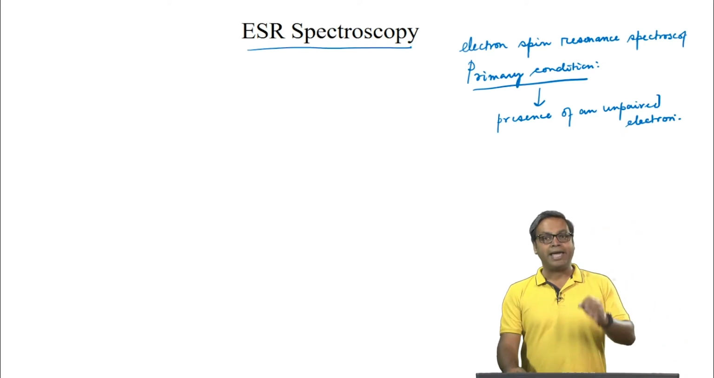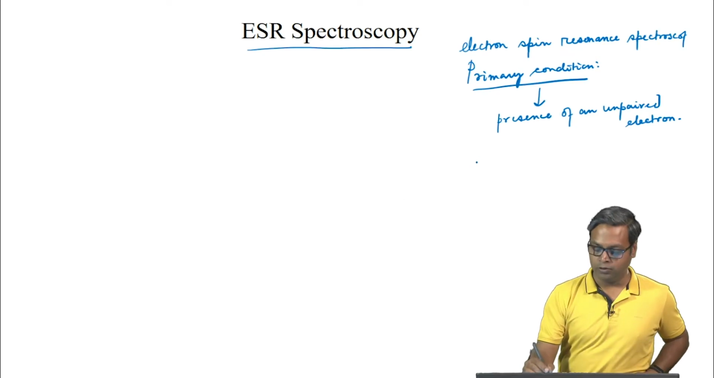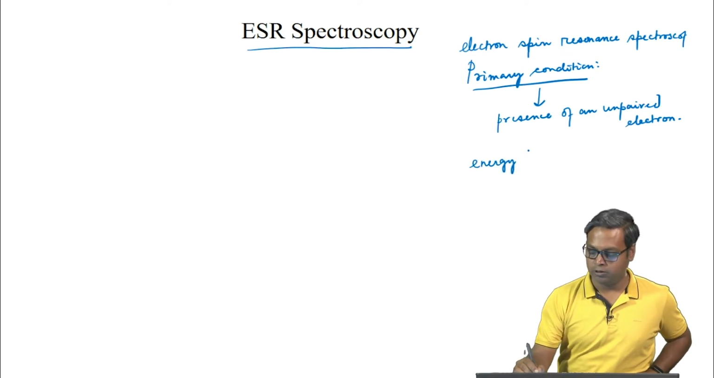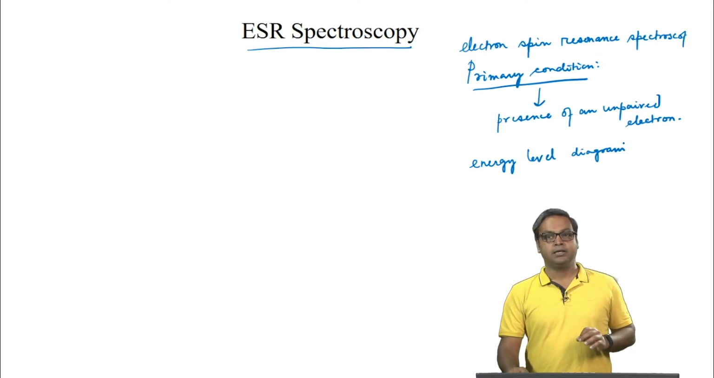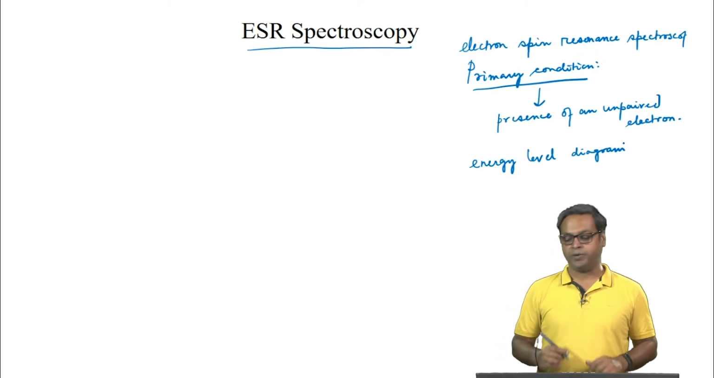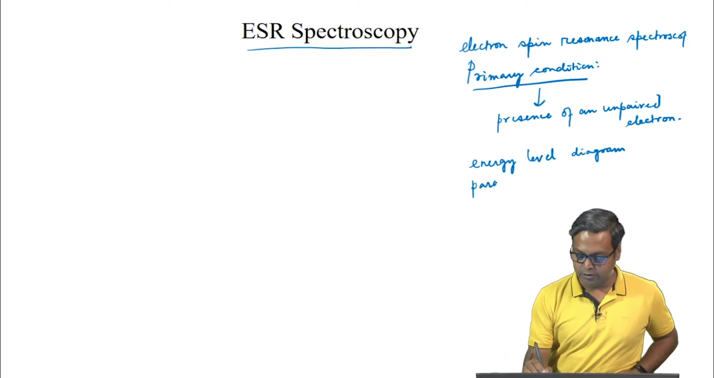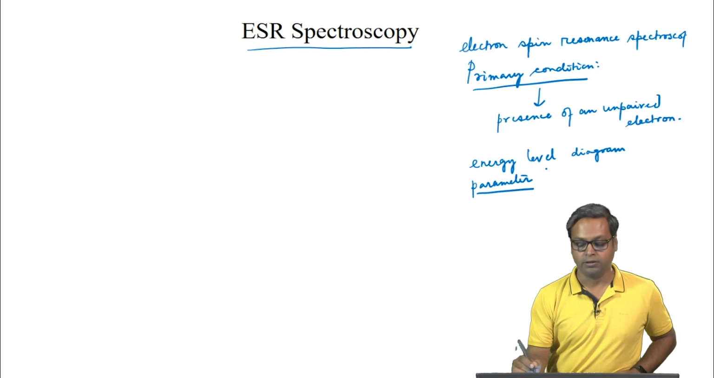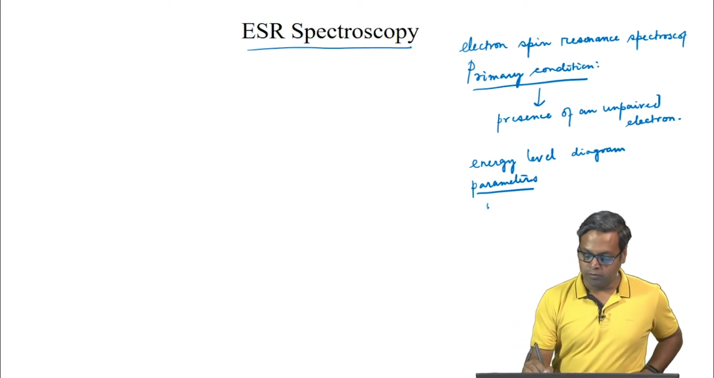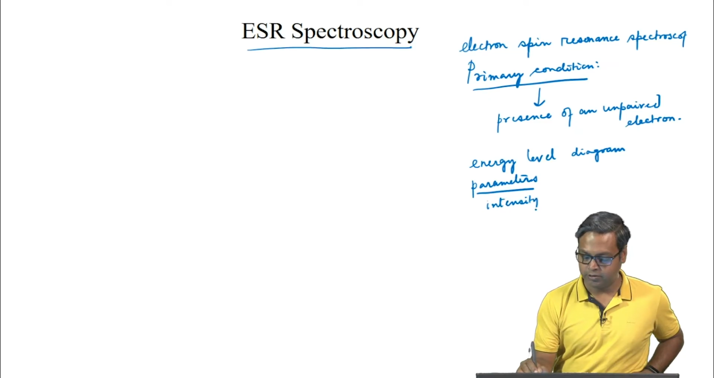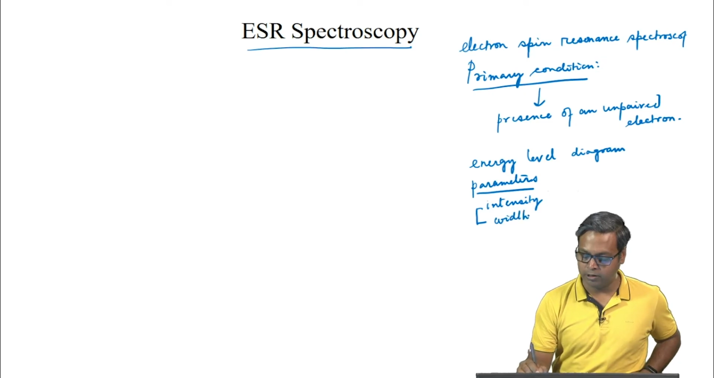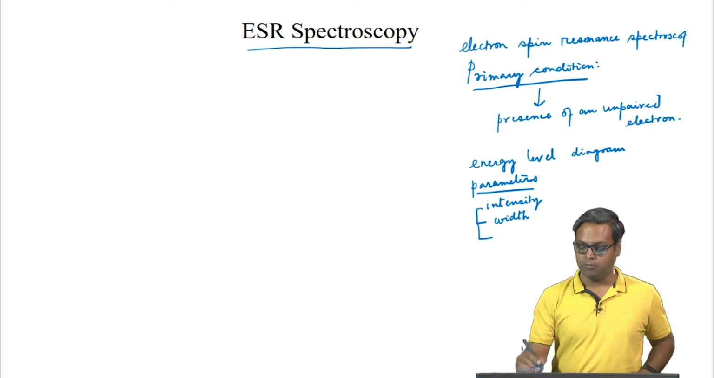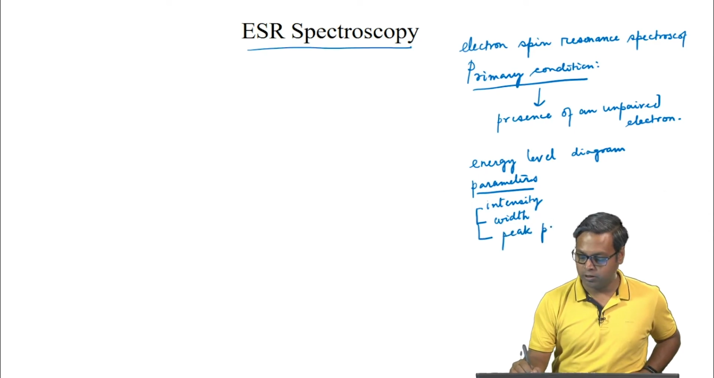We looked into the energy level diagram. So, in the last class we talked about the energy level diagram and also discussed some important parameters of the ESR spectrum. The parameters that we had discussed are intensity, then the width of the spectrum, and the peak position.